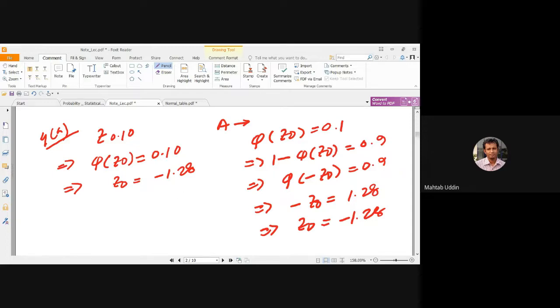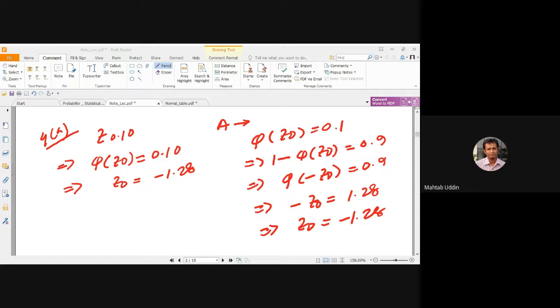So both are valid. You can go through either of the methods. বুঝতে পেরেছো? দুটো একই নিয়ম, তুমি যে কোনো একটা দিয়ে করতে পারো। বুঝতে পেরেছি? Yes, sir. Okay.